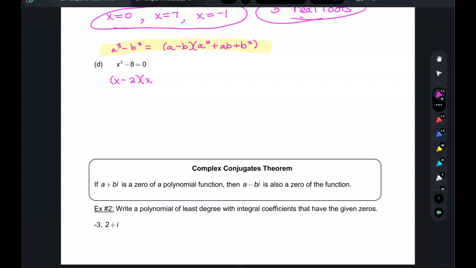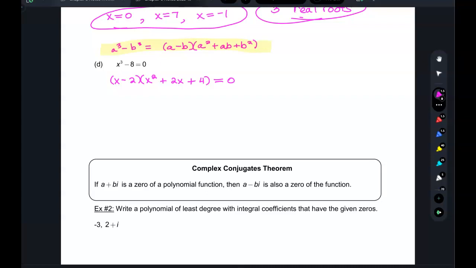And then x squared plus 2x plus 4. So in this case, think, what's my a? Well, a is x, and b would be 2. So in the formula, I replace all the a's with x's and all the b's with 2's. We just have to remember that formula. Can we solve that second part by using the quadratic formula or factoring? Absolutely.